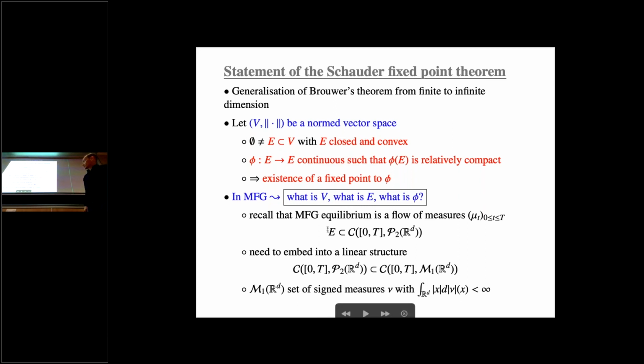So here the question is: what is V, what is E? Typically, we want E to be included in a collection of continuous paths. The symbol C on the slide is for continuous. So you look at continuous paths of time, 0 to T, with values in the space of probability measures. These are the evolution of your population. So certainly E must be included in this, because you are seeking a solution within this space.